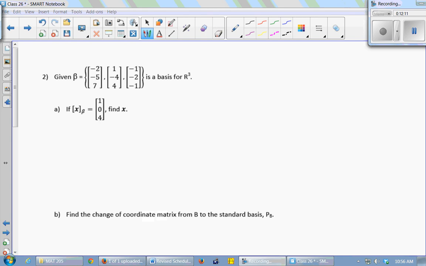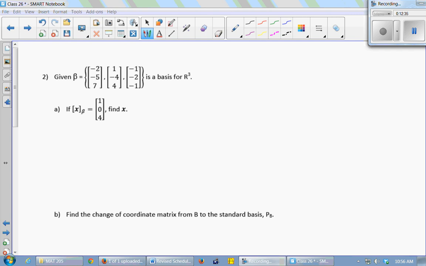All right, I'm giving you that this is a basis for R3. You don't have to check it. It spans R3, and those vectors are linearly independent. It's a basis. So I'm giving you that the coordinates of some vector x are 1, 0, 4. I want you to find the vector x.